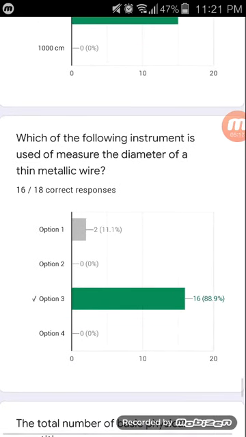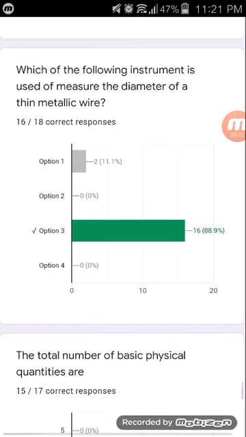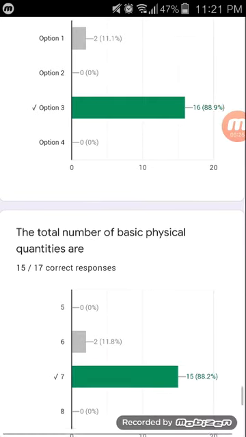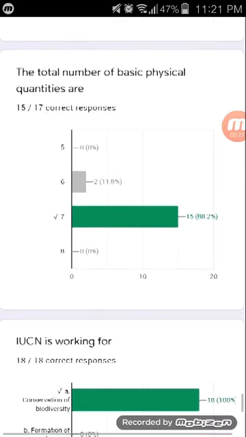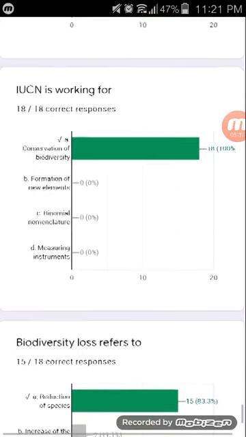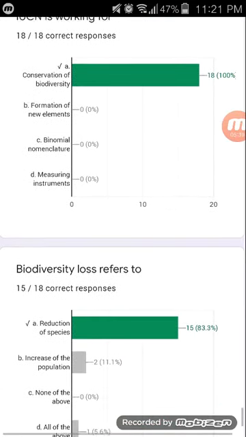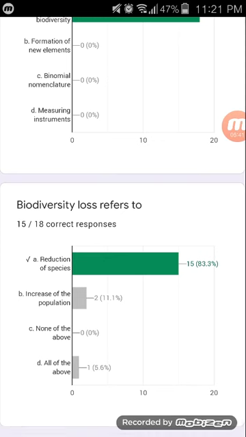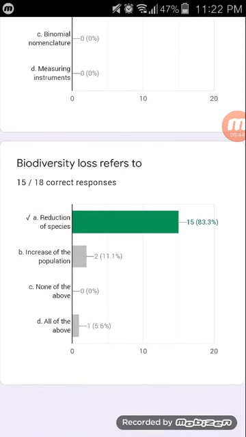Next we have: which of the following instruments is used to measure the diameter of a thin metallic wire? We have spent a lot of time with the screw gauge. So the third option was the screw gauge. Next we have the total number of basic quantities. They are 7. IUCN is an international union which works for the conservation of nature. You selected right, and 100% of people gave the right answer. In the last, we have that biodiversity loss refers to the reduction of species. So this was all about the answers.